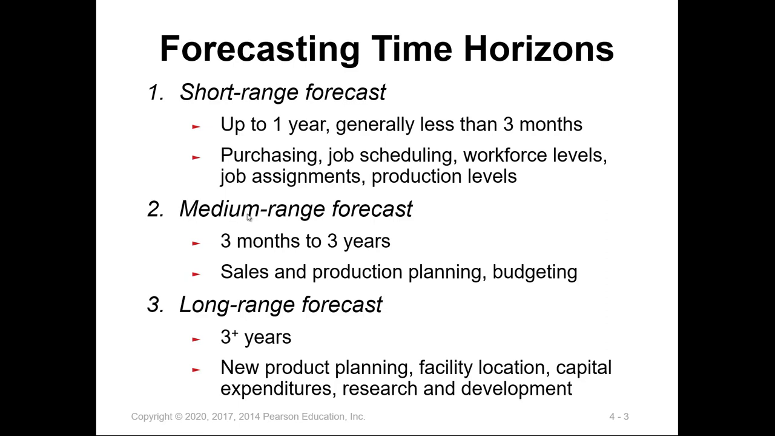Examples of short-range forecasting will be purchasing, job scheduling, workforce levels, job assignments, production levels. And examples of medium forecasting will be budgeting and sales and production planning. Examples of long-range forecasting will be the forecasting of a new product, planning, facility, location, and research and development.